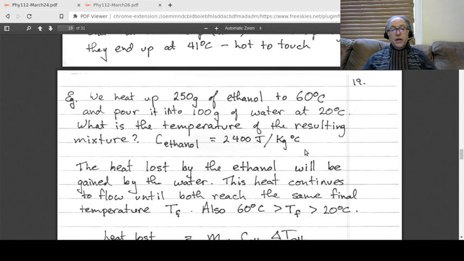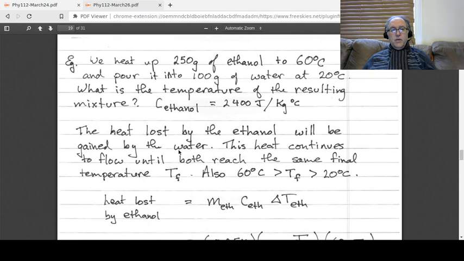Let's find it. The only other thing you really need for this problem is the specific heat of the water and the ethanol. I gave you the specific heat of water above. Here's the specific heat of ethanol; you could just look it up. Again, on a test or something like that, I give you these numbers. I don't expect you to memorize them. The specific heat of ethanol is 2,400 joules per kilogram degree Celsius.